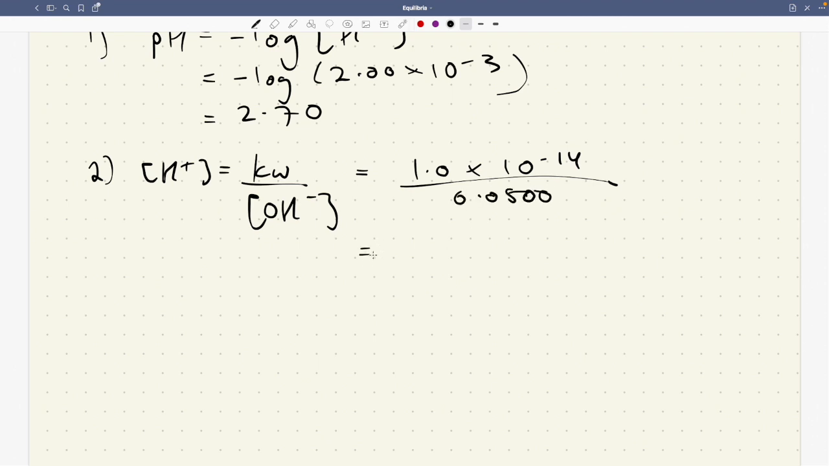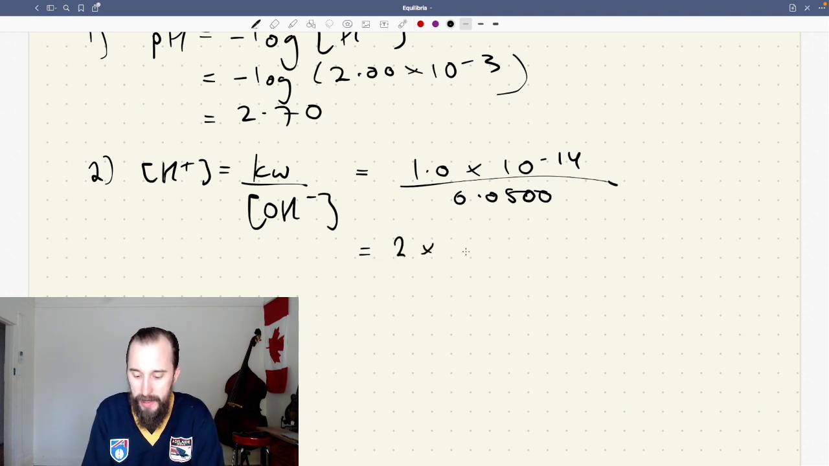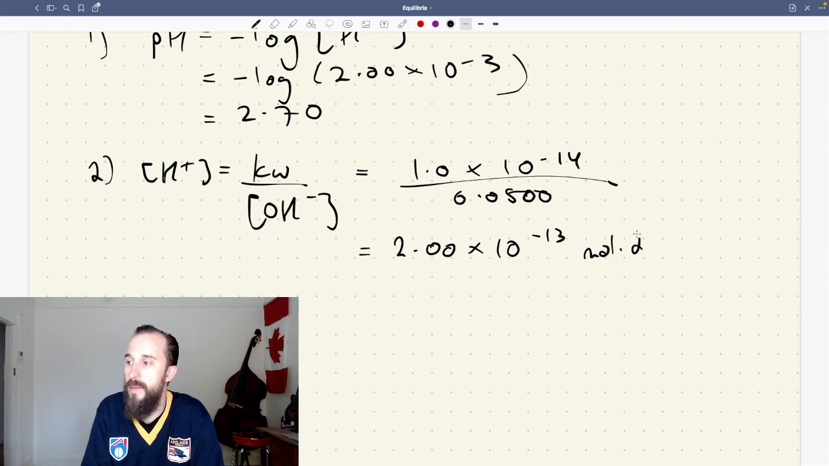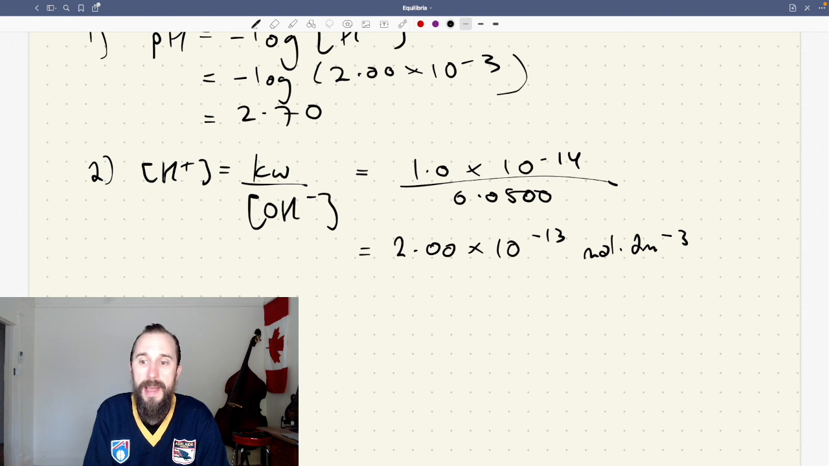0.0500. That gives us a concentration, good old calculator, 1 times 10 to the minus 14 divided by 0.0500 gives us 2... I should be consistent, we're given 3 significant figures there, 2.00 times 10 to the minus 13 moles per decimeter cubed.